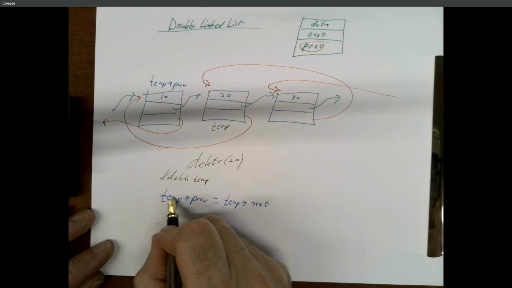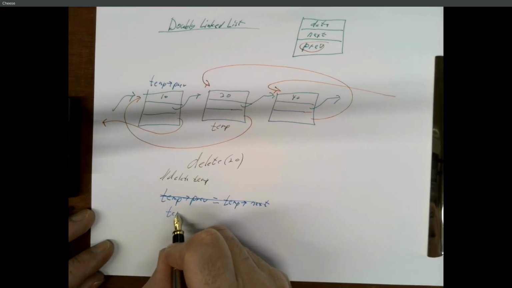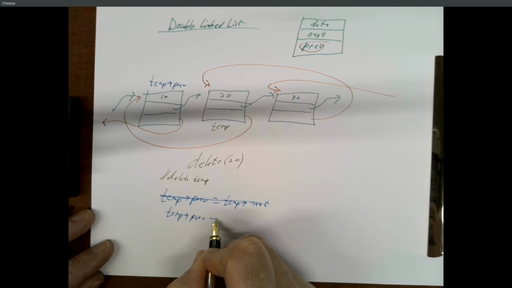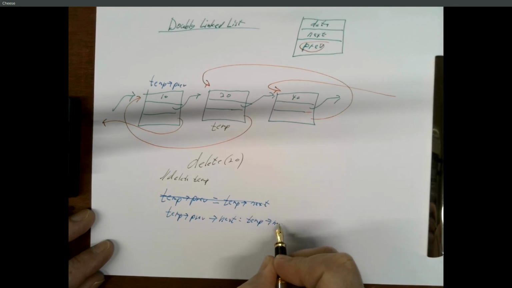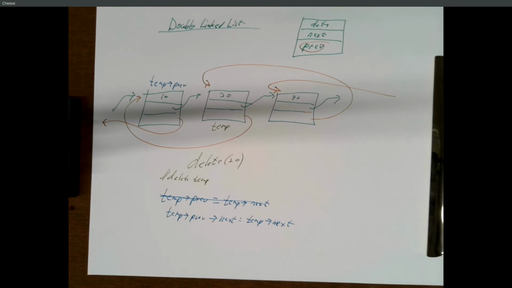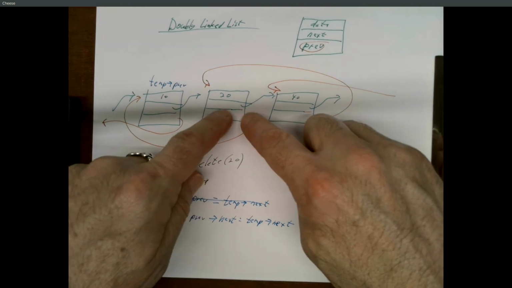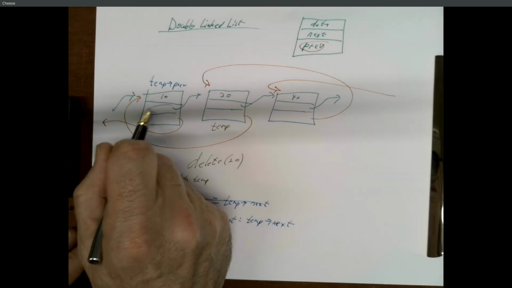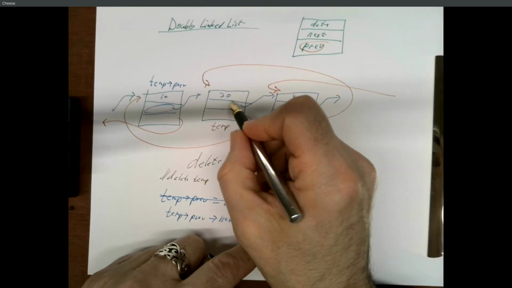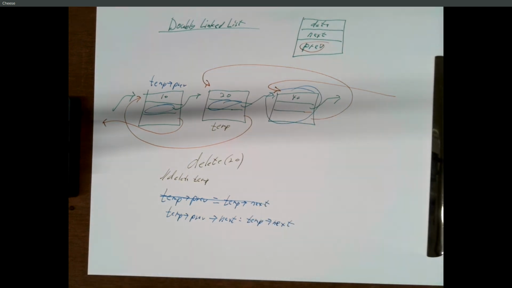Not quite. This node is temp arrow previous. We want that thing's next field to be whatever temp is pointing to. So temp arrow previous, arrow next equals temp next. Alright, temp previous next. That's this block right here. Set that equal to this address. That sets up the forward pointer to skip over the 20. And then we need, yeah.